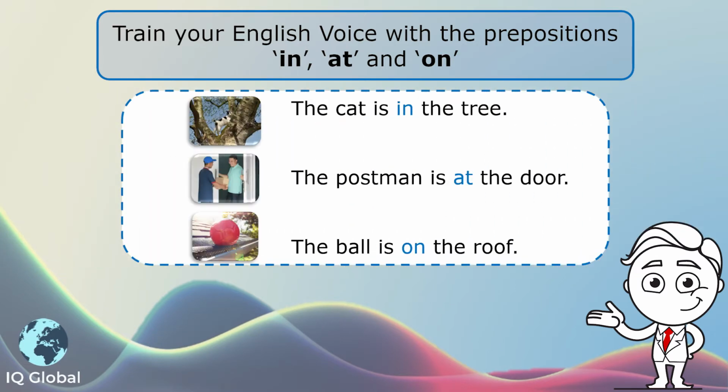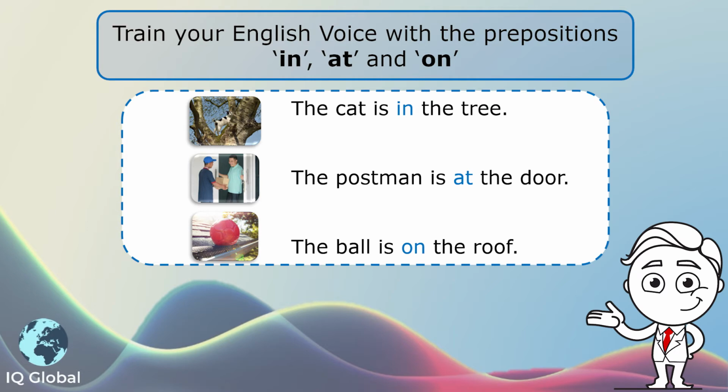Sentence 1. The cat is in the tree. So the object or subject in this sentence is the cat. Where is the cat? It's in the tree. It's telling us the cat's position.